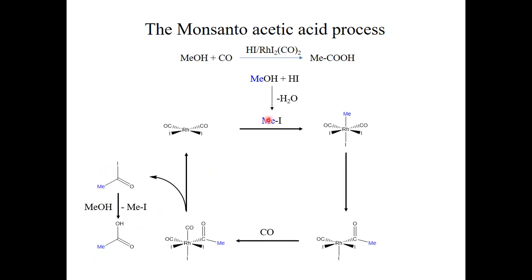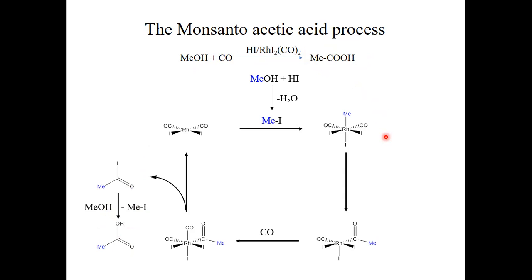So this methyl iodide can now react again with this regenerated catalyst, and another catalytic cycle can form, producing more acetic acid, and the process proceeds until all methanol and all CO is converted into acetic acid. Okay, so this is the Monsanto acetic acid process.